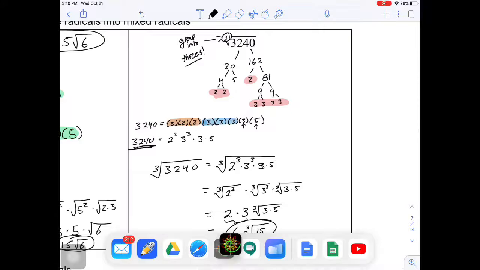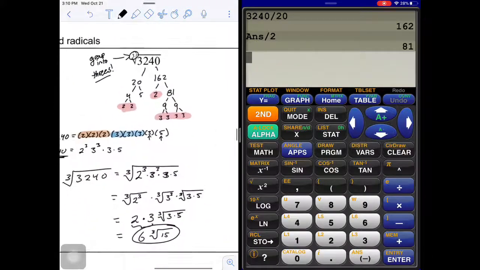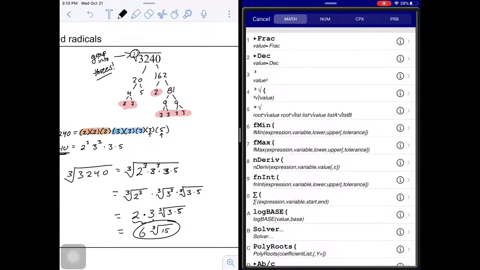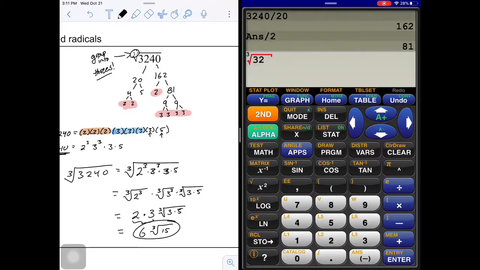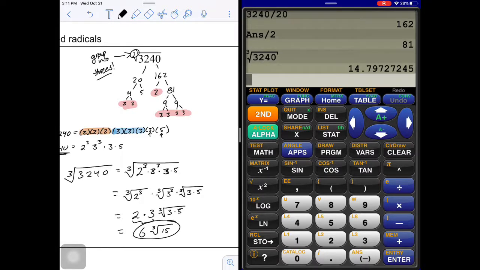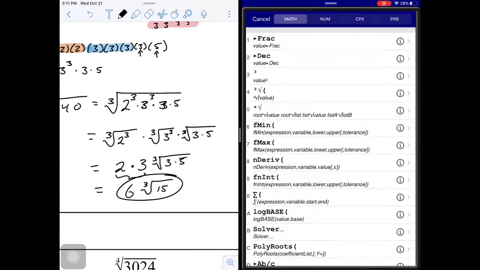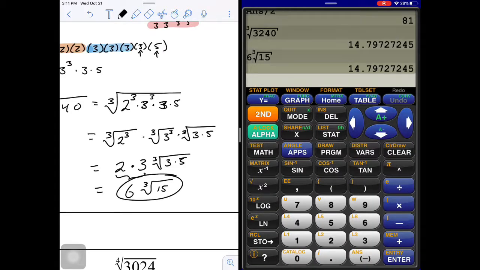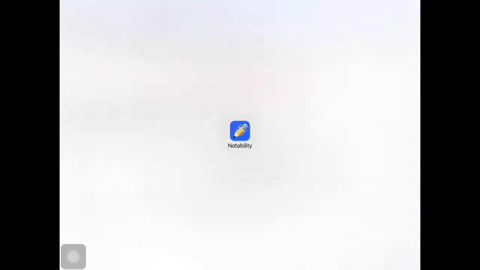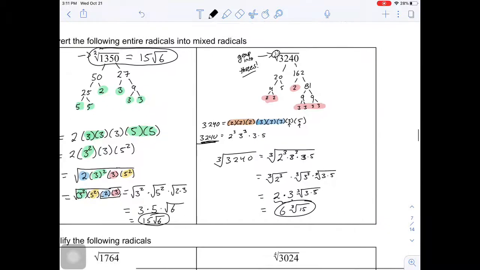So let's plug this into our calculator and make sure everything makes sense. So remember how to cube root. We're going to press math 4. Now we're taking the cube root of 3,240. So we learned how to do that in our last section. So it gives us 14.7927. Now let's go here, and this will be 6 times the cube root of 15. And it's the same number, okay? Because it is the same number, it's just wearing different clothes. We've simply put an entire radical into a mixed radical. So that's why prime factorization is really useful. We've seen tons of uses for it now.